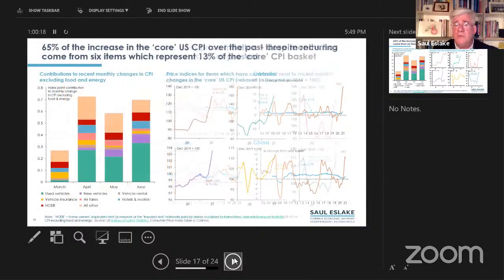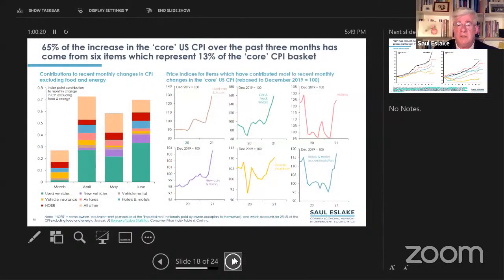The main reasons for the acceleration in inflation in the United States arise from things that are happening in a very small number of industries, admittedly in a big way. 65% of the increase in the core CPI in the United States over the last 3 months, and a bit over 60% of the increase in the CPI over the last 12 months has come from 6 items that represent just 13% of the core CPI basket.